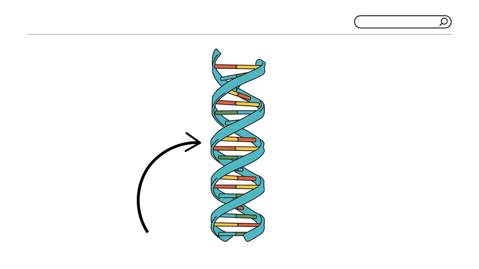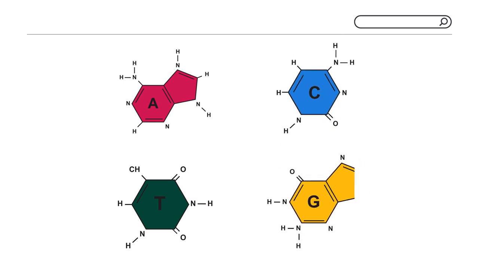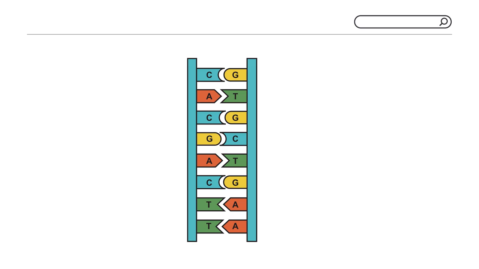At its core, DNA is made up of 4 nucleotides: adenine, thymine, cytosine, and guanine, paired together to form the rungs of its twisted ladder. Adenine will always bind with thymine, and cytosine will always bind to guanine.